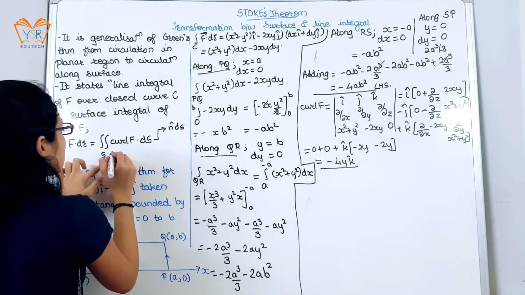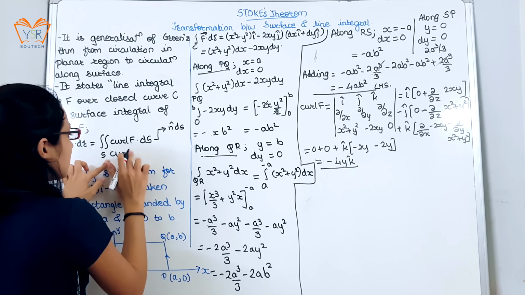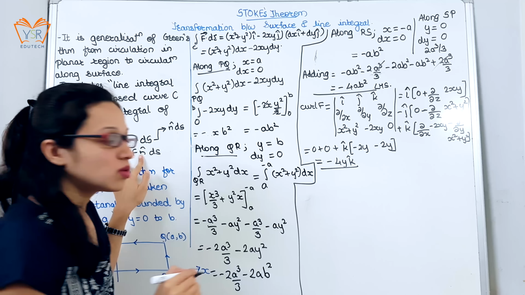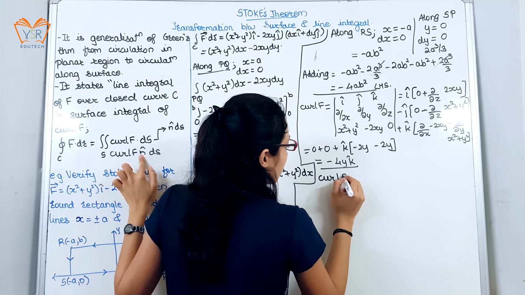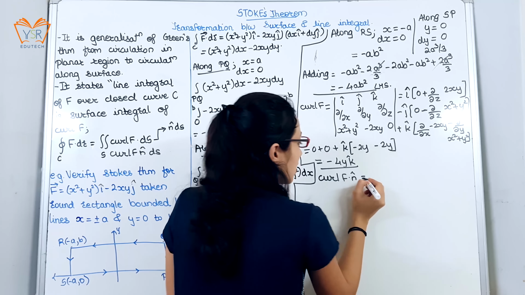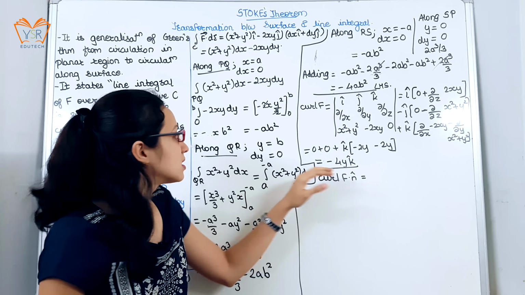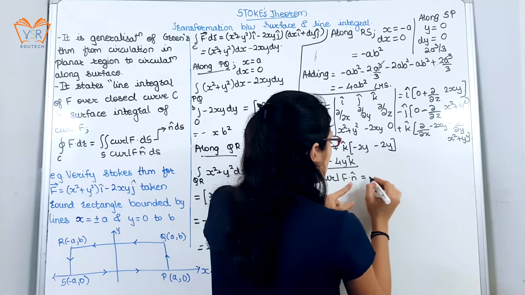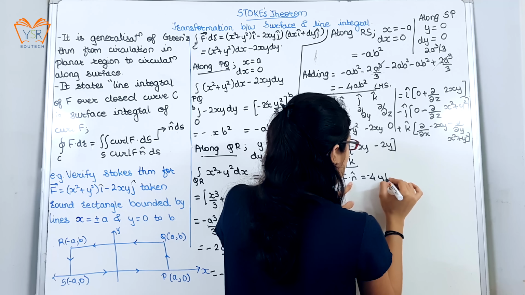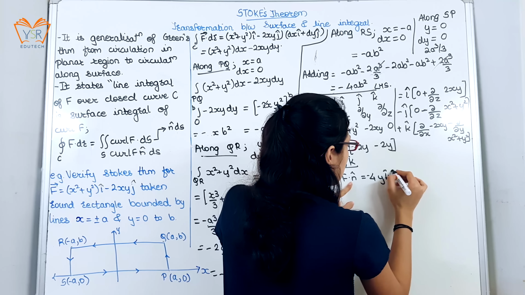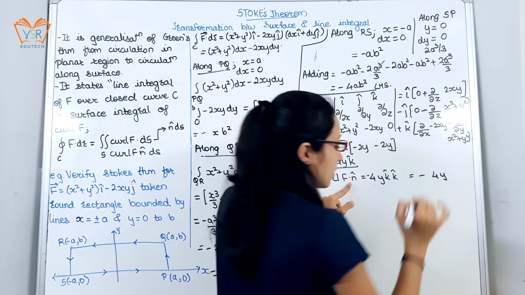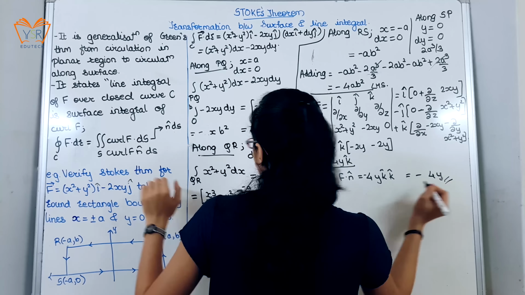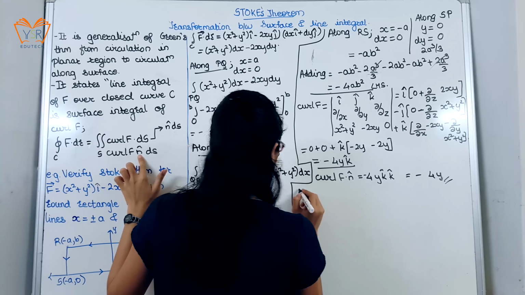Now here instead of ds, we substitute n cap ds, so curl F dot n cap. N cap is the unit normal vector. Since we have considered the xy plane, here the unit normal vector will be k cap. So we'll write here minus 4y k cap. N cap in this case is k cap, so we get minus 4y. So we have found out the value of curl F dot n cap.